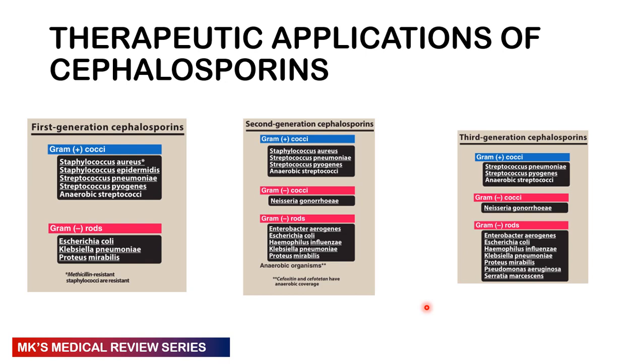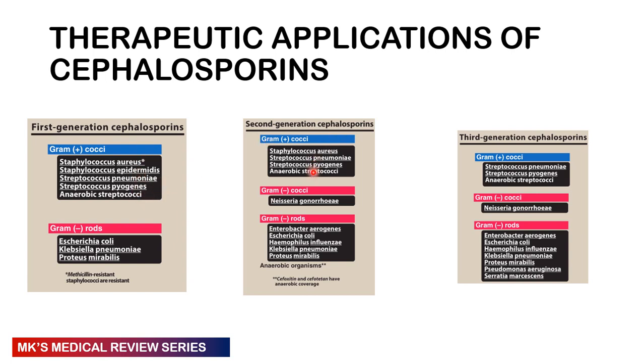So here are the therapeutic applications of these cephalosporins. The first generation are going to be effective against gram-positive cocci like Staph aureus, but there is some resistance now. Staphylococcus epidermidis, Streptococcus pneumoniae, Streptococcus pyogenes, and aerobic streptococci, as well as some gram-negative rods like Escherichia coli, Klebsiella pneumoniae, and Proteus mirabilis. Then, of course, second generation cephalosporins are effective against the gram-positive cocci, a similar profile to the first generation cephalosporins.